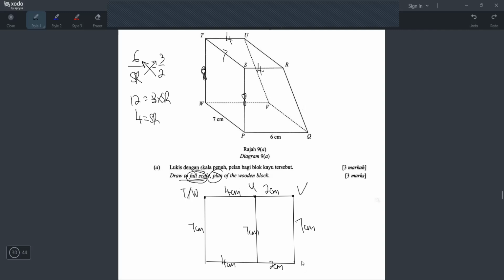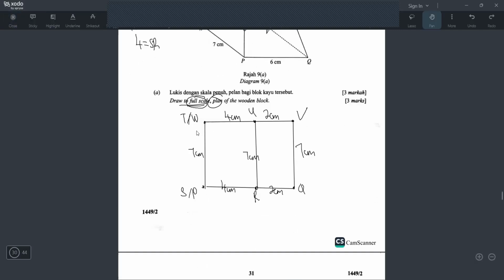And this will be Q. And then what about here? Here will be R. And then this one will be S. When you look from above, it will be S, but there is one point behind the S, which is P. So I think I labeled everything correctly. So this is how you get 3 marks.